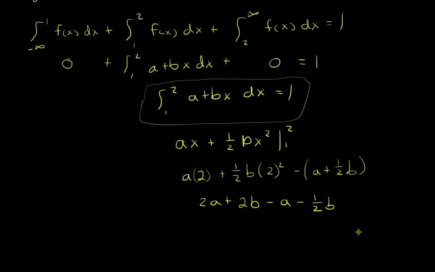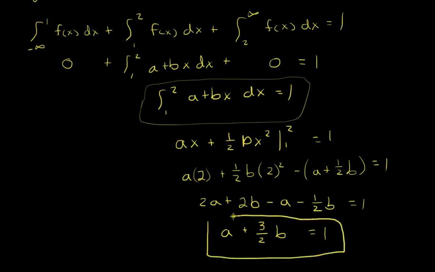I can simplify this a little bit further. So 2a minus a, that's a, plus 2b minus half b. This would be plus 3 halves b. Remember, this equals 1. So this is my first equation. That's one equation down. I need two equations for two unknowns. Right now I cannot solve for both a and b.